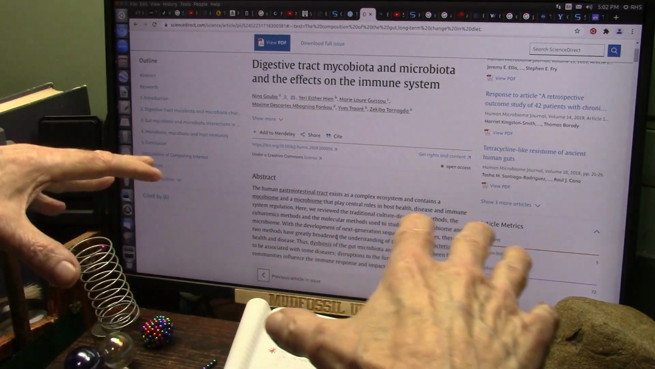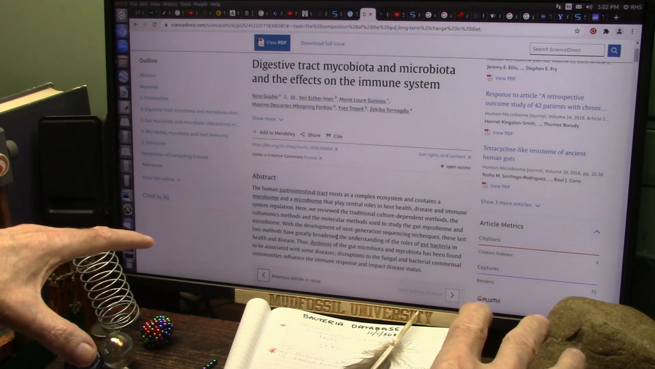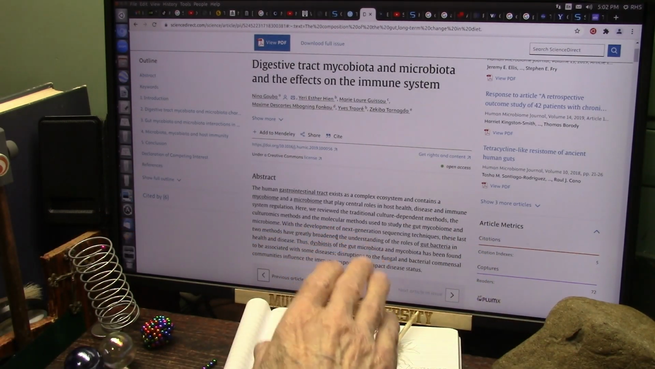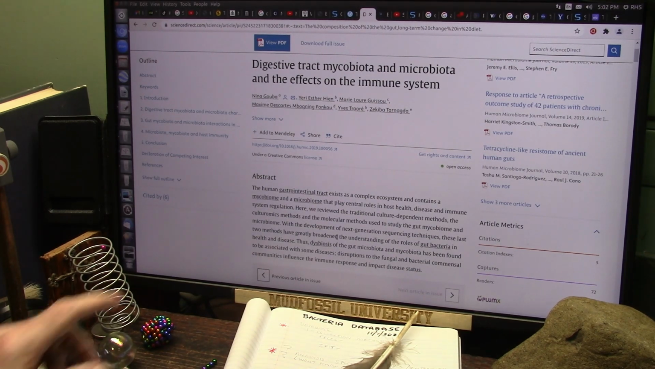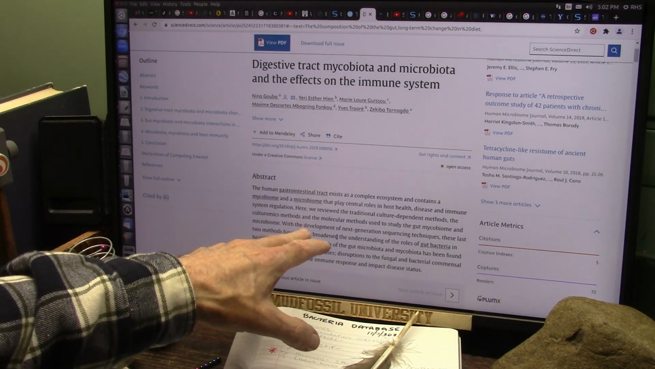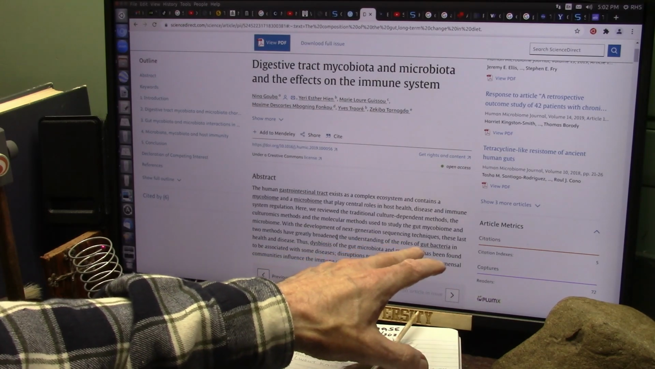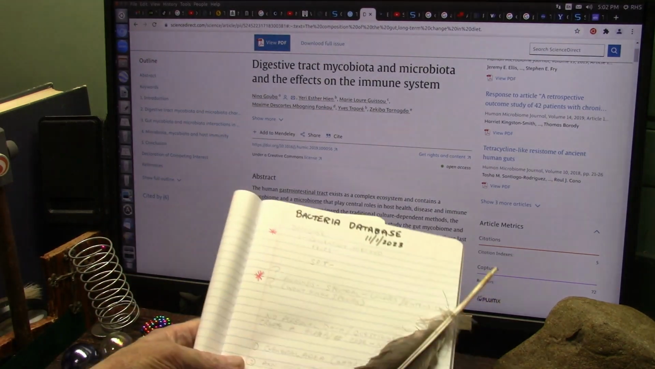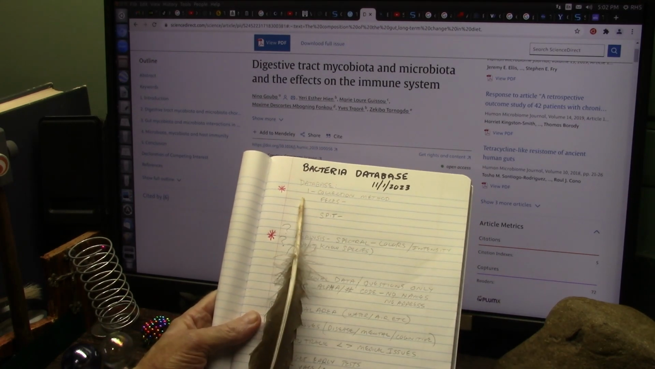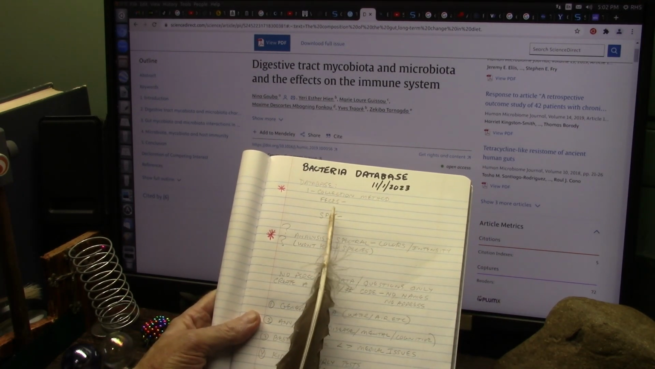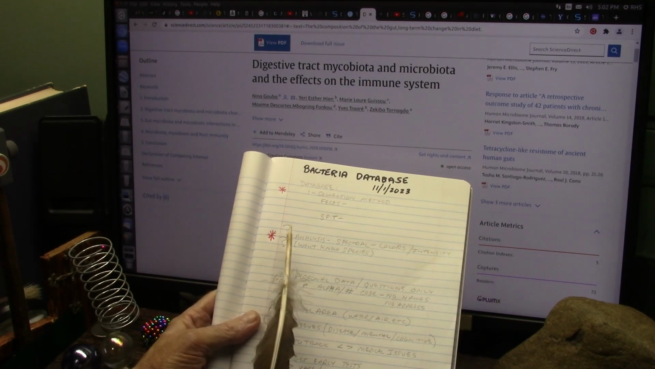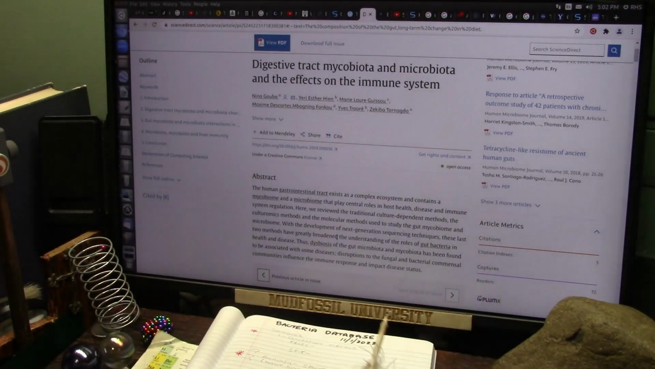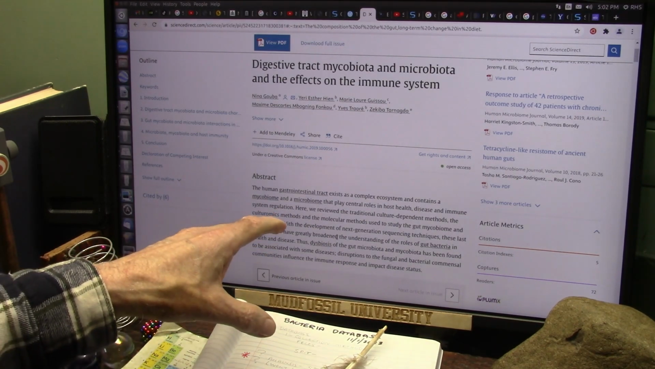And the immune system, having yourself ready to fight, having troops ready. Here they review the traditional culture-dependent methods, the culturenomics methods, and the molecular methods used to study the gut microbiome. This is what we need to do: figure out a way to do the data collection for the feces and spit and urine, and then how are we going to analyze it?